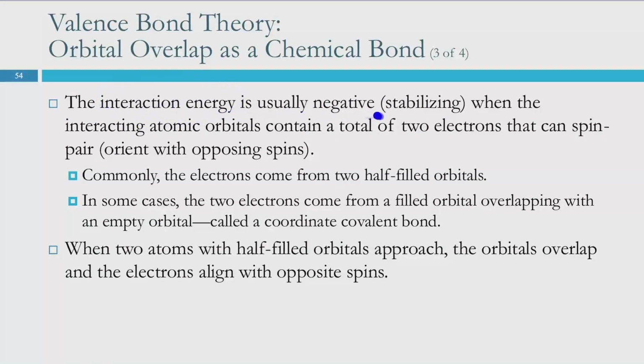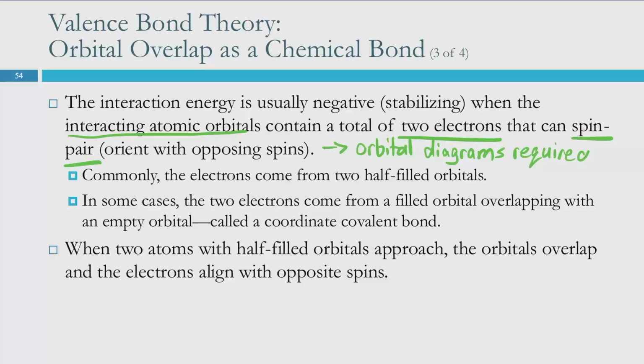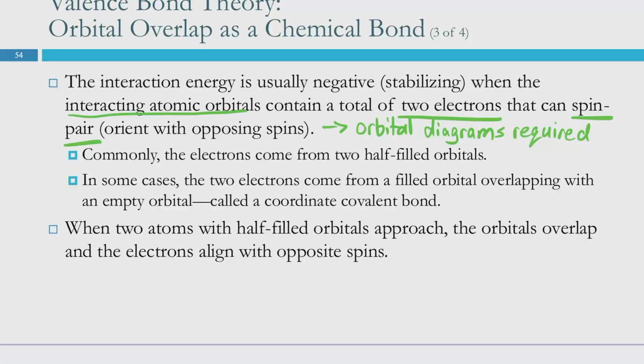The interaction energy is usually negative, or stabilizing, when interacting atomic orbitals contain two electrons that can spin pair. This involves using an orbital diagram. We'll see examples of that. We need to have two electrons, typically from half-filled orbitals, that can go together.